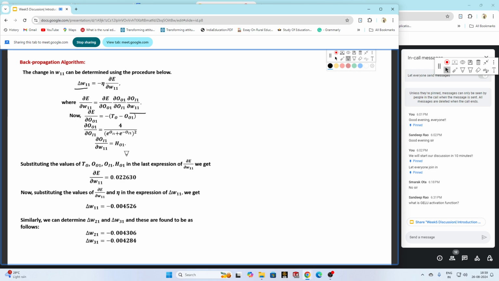When you solve this, you will get some value. Similarly, you have to do it for delta W21 and delta W31. Again I am repeating, we have to calculate delta W11. That will be equal to minus eta times the error differentiated with respect to W11, so del E by del W11 will be equal to del E by del O01 into del O01 by del OI1 into del OI1 with respect to del W11.